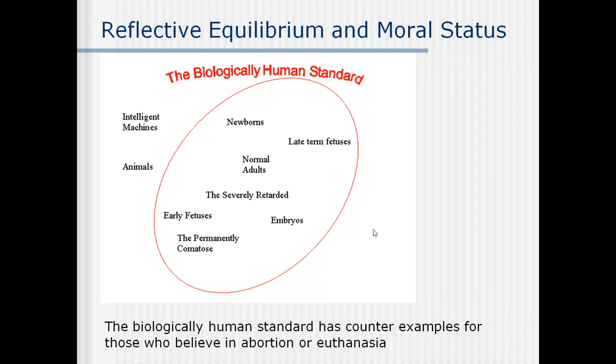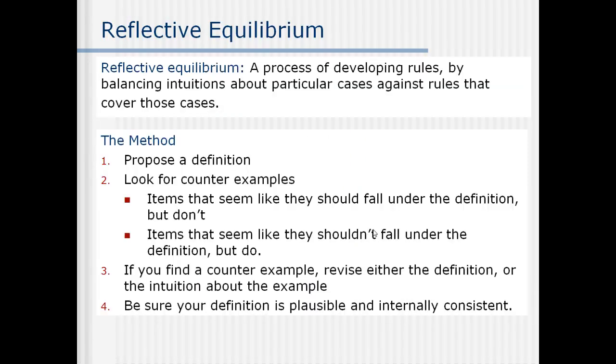The biologically human standard looks good, but only if you don't believe in animal rights and you don't believe in abortion or euthanasia either. So it's a process of balancing your ideas about what standards are good against your intuitions about particular cases, like what should we do about animals or what should we do about fetuses. So this is a strict definition of the process of reflective equilibrium. It is a process of developing rules by balancing intuitions about particular cases against the rules that cover those cases.